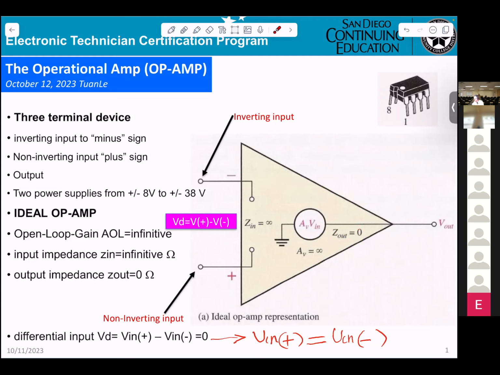So when you're looking at an operational amplifier, that's the basic thing you have to know. If you have any question, just bring it up. We can help you out.